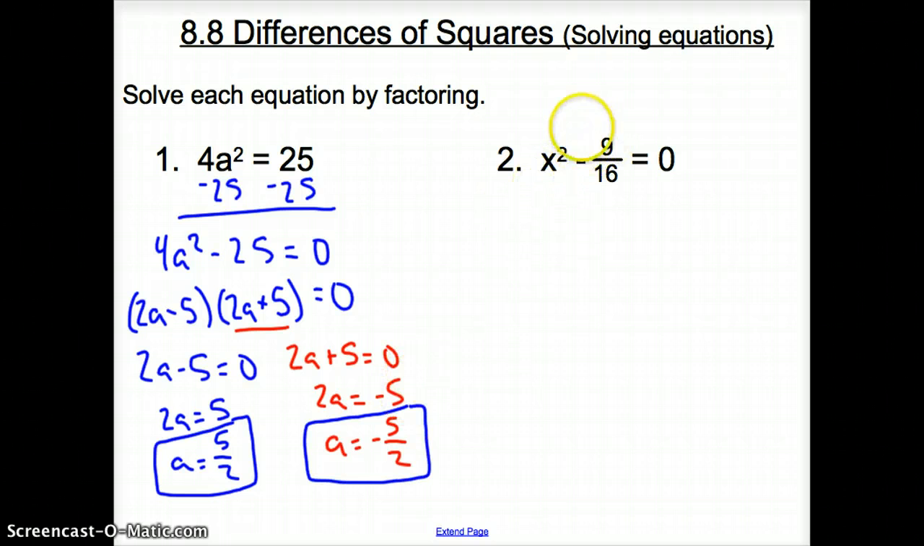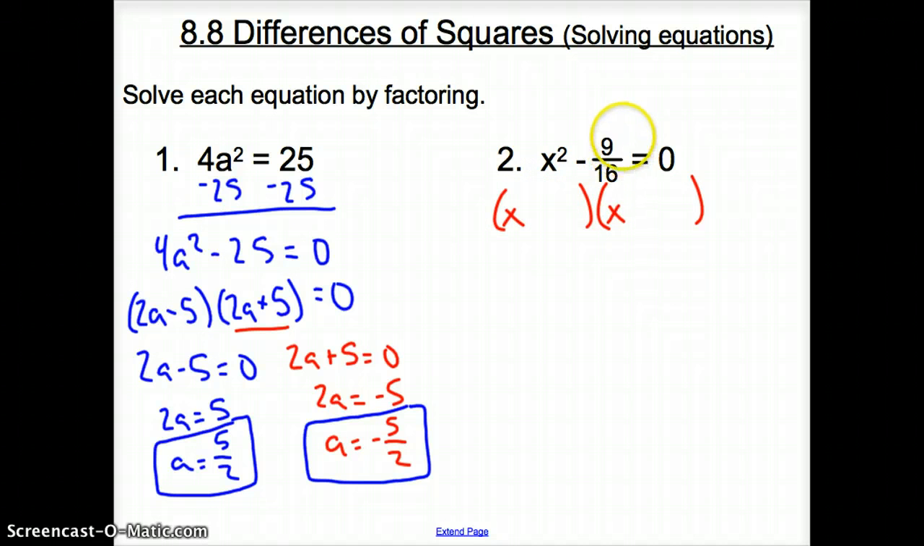Jumping to number 2. Here we already have it equal to 0, so we're a step ahead. Now, though, we have minus 9/16. Can we do the same thing with a fraction? Well, let's try it. Let's go ahead and make our parentheses. What times itself will give us an x squared? Well, that's x and x.